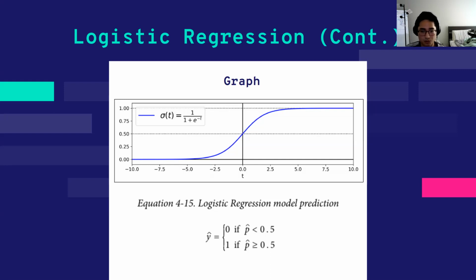If you look at equation 4-15, your logistic regression model prediction is represented by y hat, a piecewise function. Let's say your dog represents 0 and your cat represents 1. If your model says the cat probability is, let's say, 75%, it will be labeled 1 because your estimated probability is greater than 0.5. If it's less than 0.5, then it's most likely going to be a dog. So that's how logistic regression model prediction works.